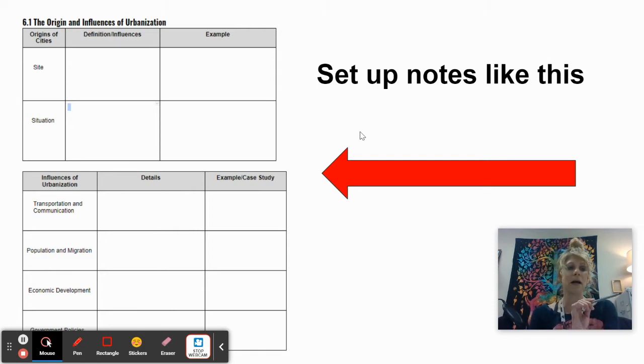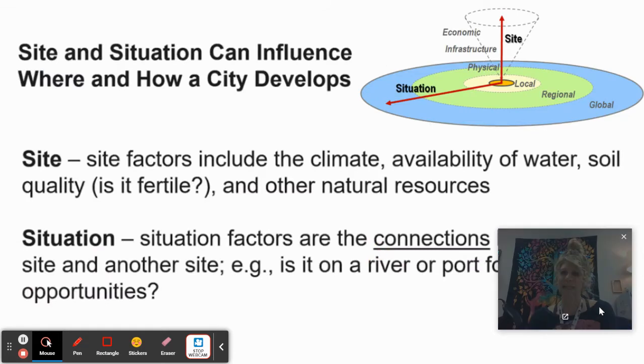And then on the second part of these notes, it's going to be influences of urbanization. Essentially, those 4 things are what drives people to the cities. So transportation and communication is the first one. And at the bottom, if you can't see that because of that toolbar, it's government policies. And again, just leave enough room for details and then an example. Okay, we're going to go ahead and dive in here.